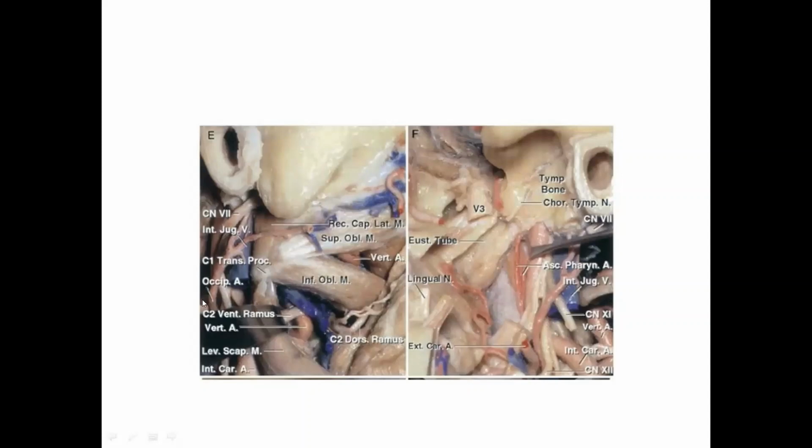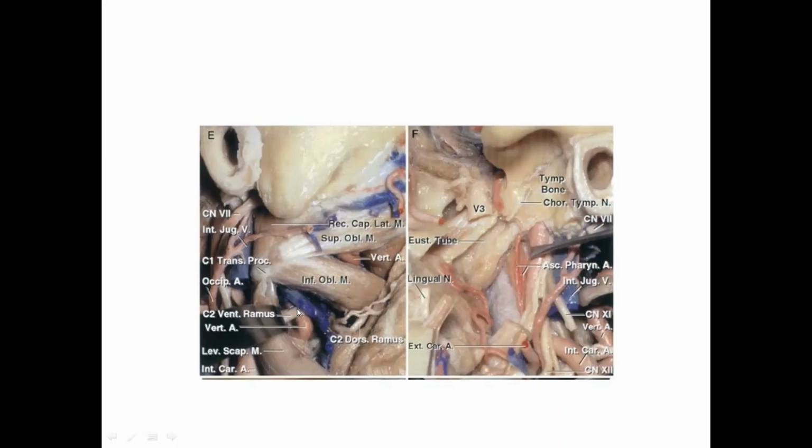Then another view. Here we can appreciate a further lateral orientation. This is your mastoid. This is your tympanic part, like we were discussing here. And this is the seventh cranial nerve. This is the internal jugular vein, which is directed posteriorly. We can appreciate the C1 transverse process here, and the vertebral artery coursing along it. This is your occipital artery, which is coursing along.